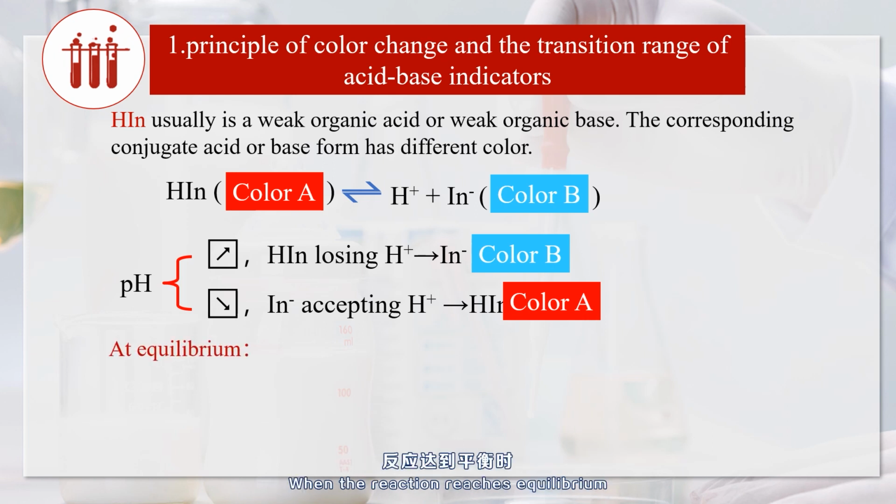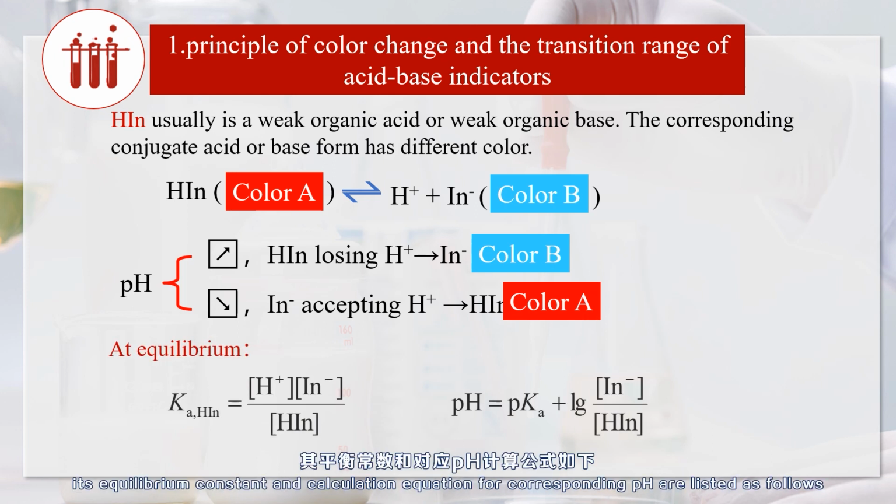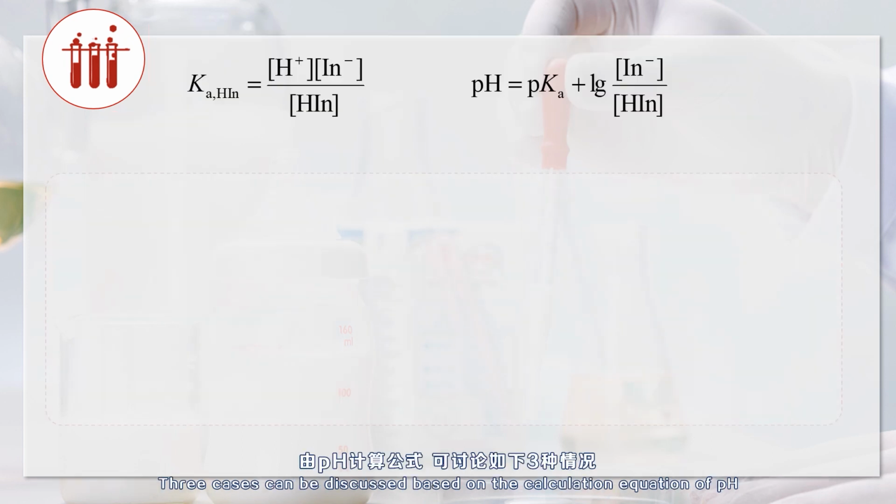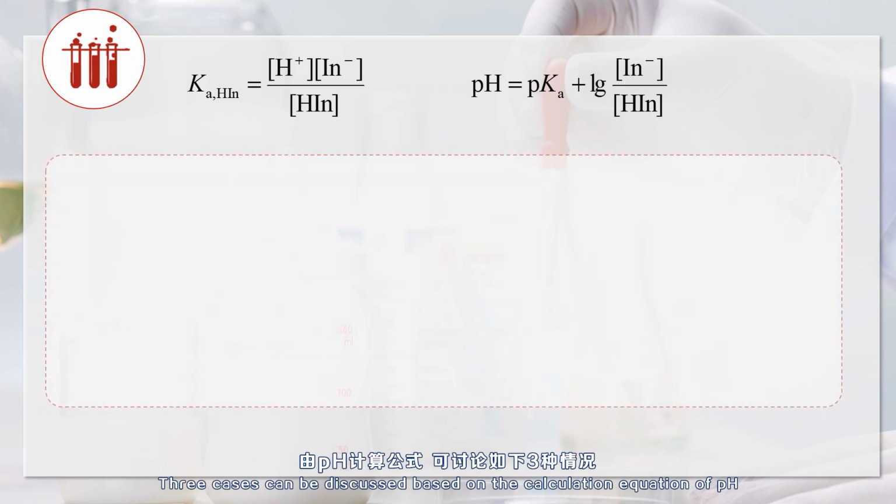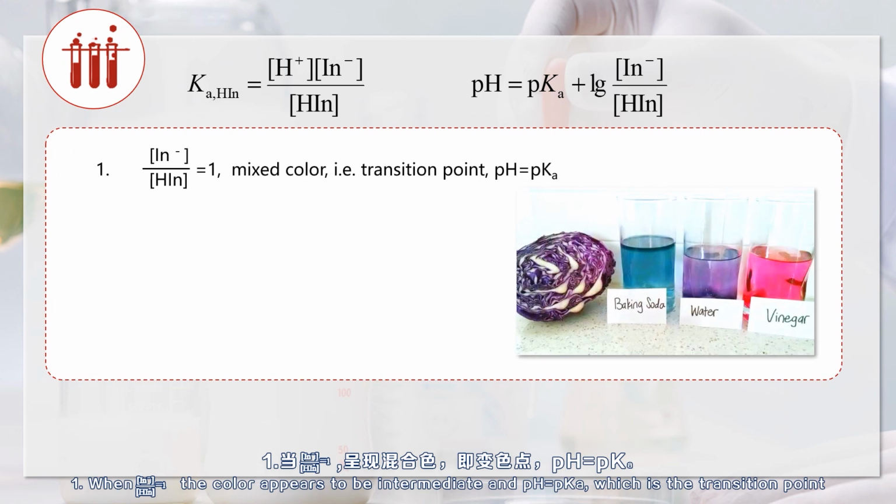When the reaction reaches equilibrium, its equilibrium constant and the calculation equation for the corresponding pH are listed as follows. These cases can be discussed based on the calculation equation of pH. First, when the concentration of the ion divided by HIN equals 1, the color appears intermediate and pH equals pKa, which is a transition point.